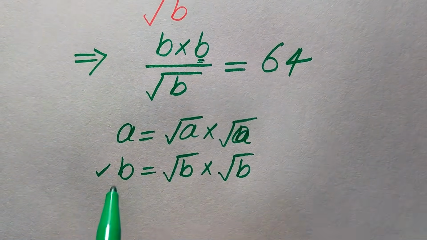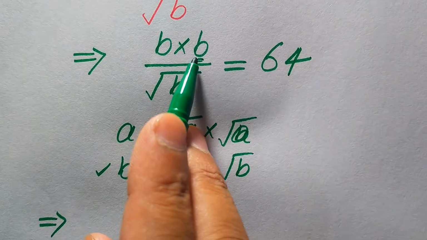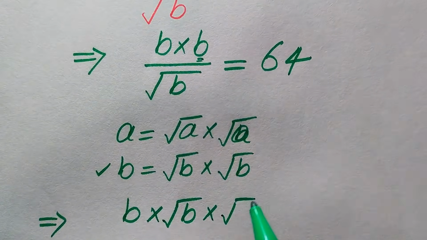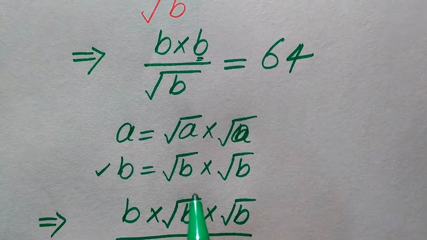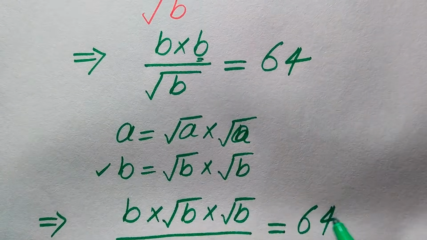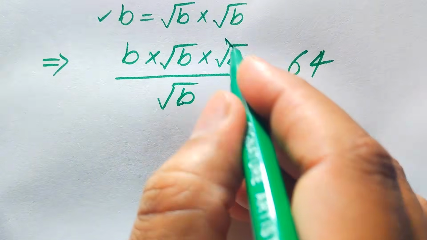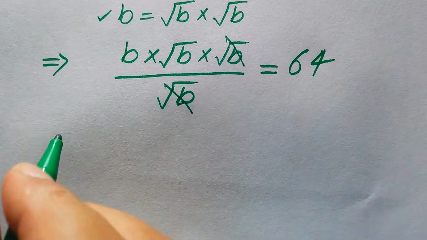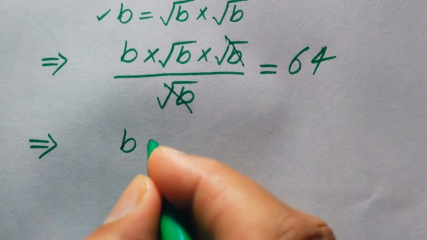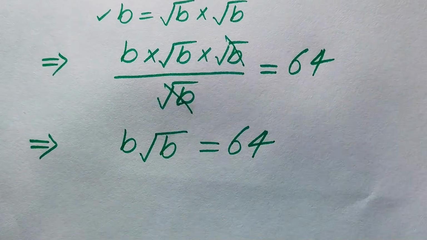So when we put this value here, it will be written as b times, we write this b as square root of b multiplied by square root of b, and it is divided by square root of b is equal to 64. And further you see here, this square root of b is cancelled out by this square root of b, and after cancellation we get the remaining values: b times square root of b is equal to 64.